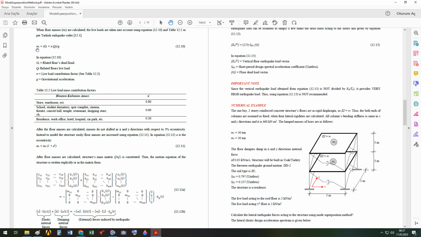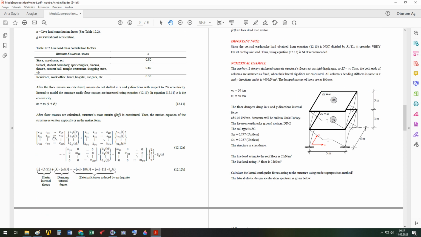This mi is the last, final value of the mi. Mi is the mass of the ith floor. And then the mass matrix is constituted. The motion equations of the structure are written in matrix form.